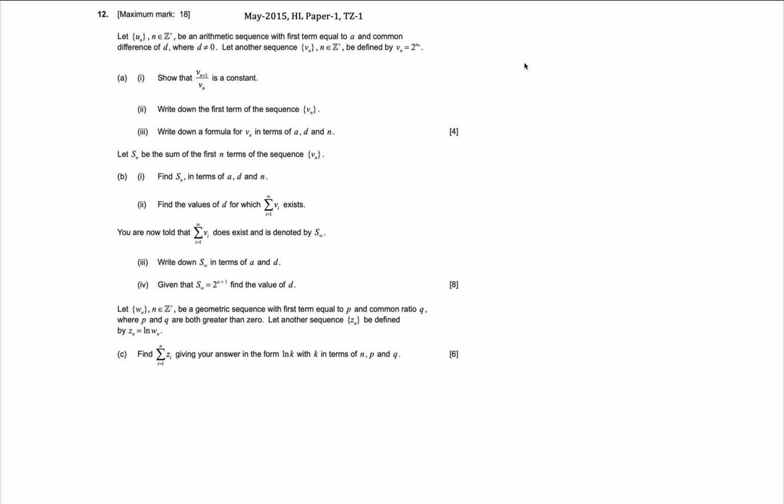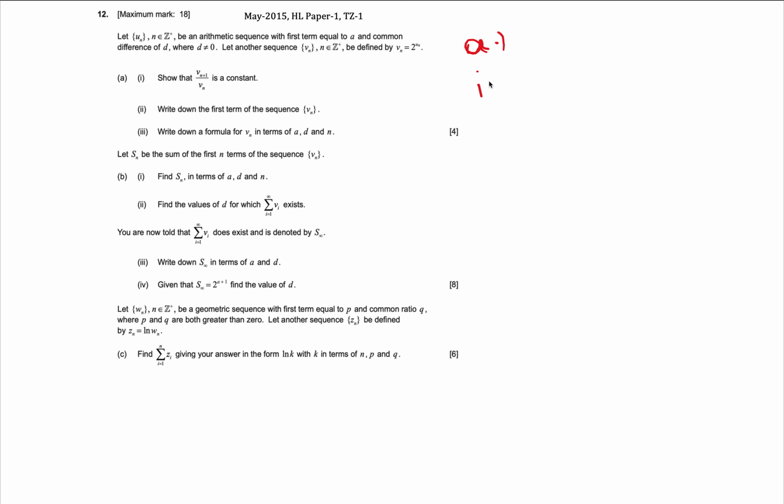Question from May 2015, higher level paper 1, and this question is from section B. Let un, where n is a positive integer, be an arithmetic sequence with first term equal to a and common difference of d, where d is not equal to 0. Let another sequence vn, where again n is a positive integer, be defined by vn is equal to 2 raised to the power un, and in the first part we need to show that vn plus 1 upon vn is a constant.